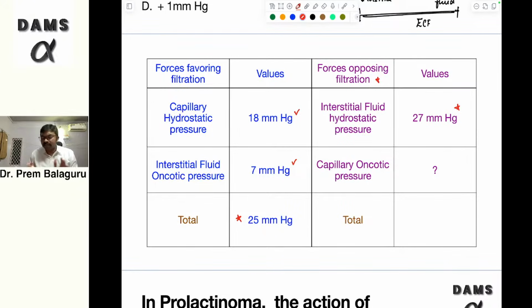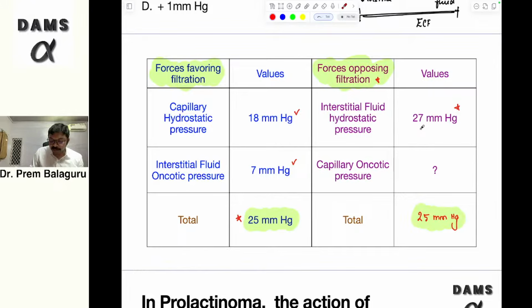It's an easy question. Please remember, the fluid is not moving, which means the forces are equal. So I must have 25 millimeters of mercury in this box so that there will be an equal amount of force that favors filtration. Forces favoring filtration are 25 and forces opposing filtration are also going to be 25. So if I need 25 millimeters of mercury, what value should I be getting in this box, which is highlighted by a question mark?